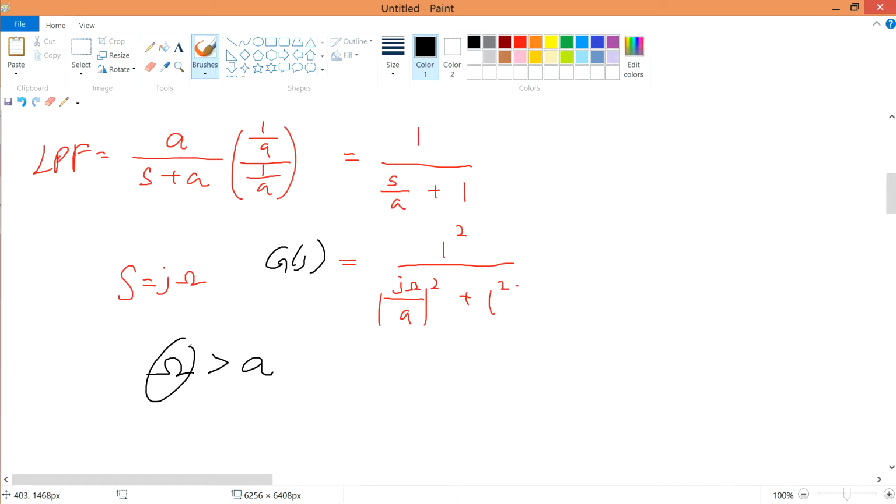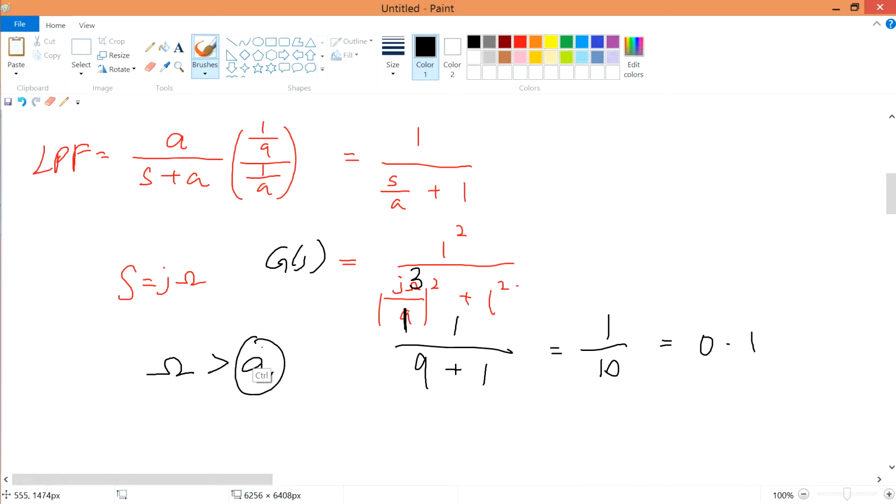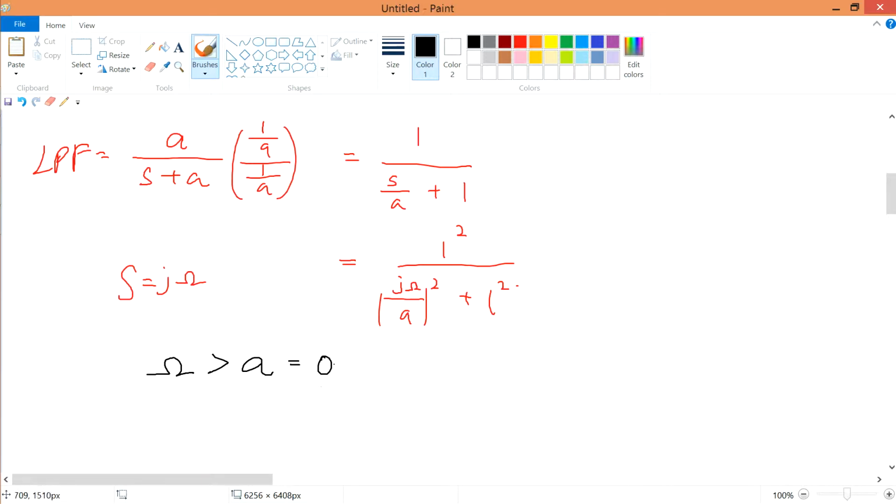So for example, if I have an omega that is larger than A, maybe for example 3 divided by 1. Clearly omega is larger than A. So 3 divided by 1, I will have 3, and 3 squared, I will have 9. So 1 over 9 plus 1 is equal to 1 over 10. Ignore the j, j is just telling you that's the frequency, nothing much. I just want to convey that the magnitude over here is 0.1 if your frequency is larger than your A. Later on you'll get the meaning already. So I'll just write it as, for example, 0.1.